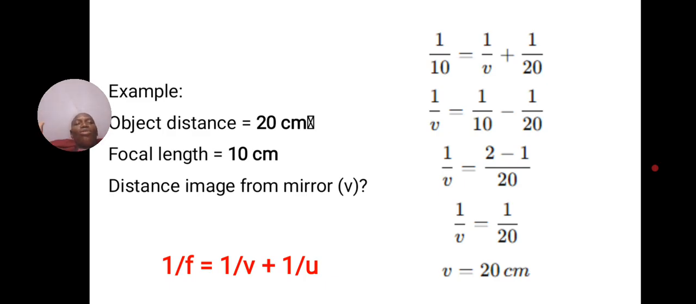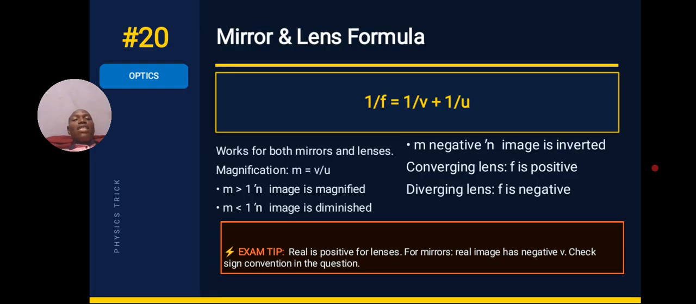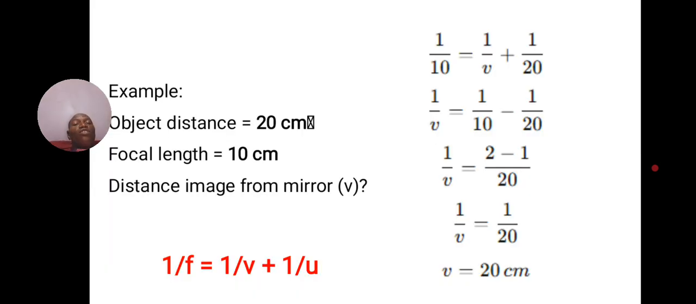Very simple. I just want you to be able to apply this formula because you would see questions related to it. Another important formula I've mentioned here is for magnification. V all over U. That is the image distance all over the object distance.